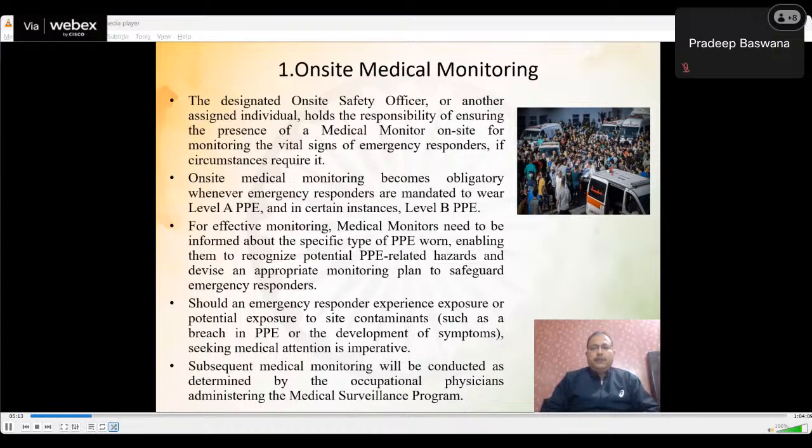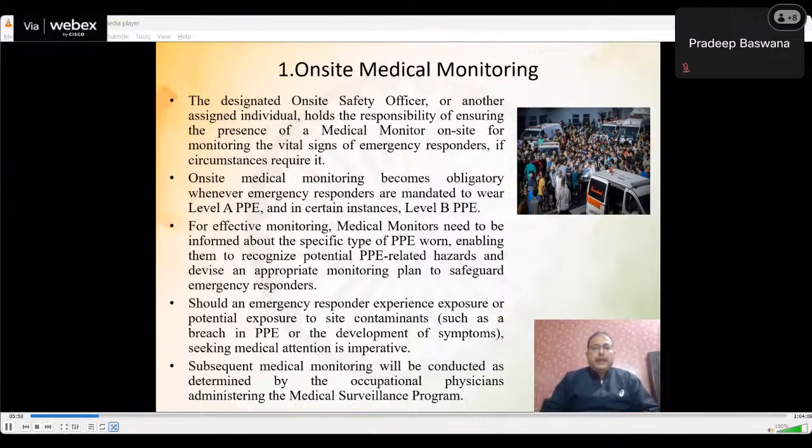For effective monitoring, medical monitors need to be informed about the specific type of PPE worn, enabling them to recognize potential PPE-related hazards and devise an appropriate monitoring plan to safeguard emergency responders. As the line clearly quotes, they should recognize the potential PPE-related hazards. For example, if there is a boot they are wearing and it is not well protected and any agent, say any biological agents, can enter the body, then what is the use of PPE? It is very much obligatory that whosoever is using the PPE should know about the hazards associated while using the PPE.